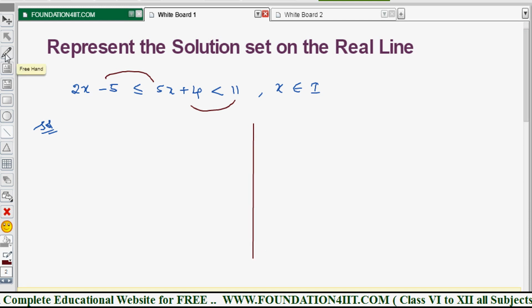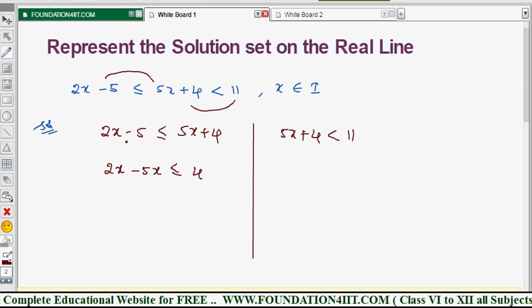Then we can take the common solution for that. So one is 2x minus 5 less than or equal to 5x plus 4, and again 5x plus 4 less than 11. These two should be solved simultaneously. First of all, take the x terms to one side. That means 2x, take 5x to this side, minus 5x less than or equal to 4, which is remaining. This minus 5 will become plus 5.